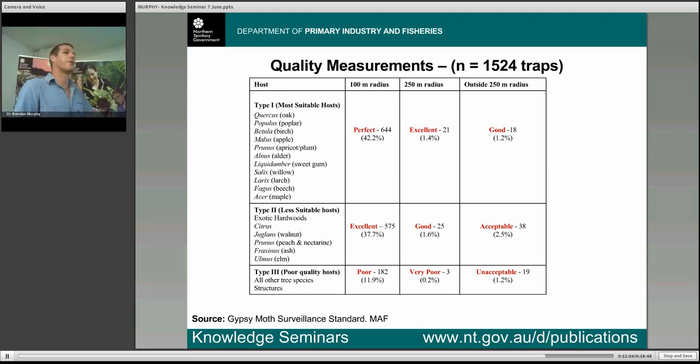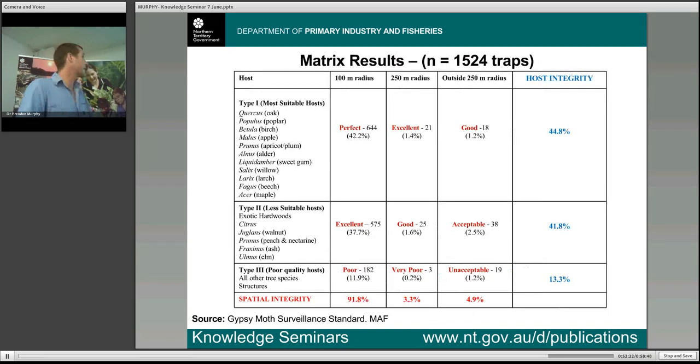Now, not only was this obviously a revolution in terms of how we deploy traps, and the trappers loved it, but it also generates a huge amount of information that describes the quality of our gypsy moth program at a point in time. I'll show you what I mean here. We've got 1,524 traps deployed nationally, and what we want to do is rank all the traps in these different classes, these different combinations. For example, within a 100-meter radius, we've got 42% of all traps deployed optimally. Really, really efficient trap deployment.